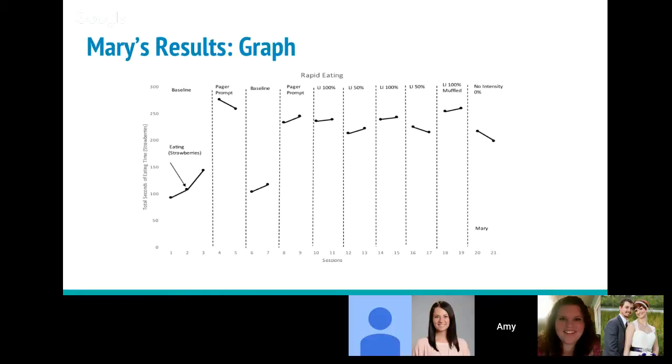Here is my graph for strawberry eating. You can see for my baseline, I was a relatively rapid eater, and the pager prompt phase shows that it was effective. And then back down to baseline, I, again, was eating more rapidly. And then it maintained, and I was able to successfully fade the prompts of the interval timer. And then for the no intensity phase, I was able to maintain a higher duration than in baseline.